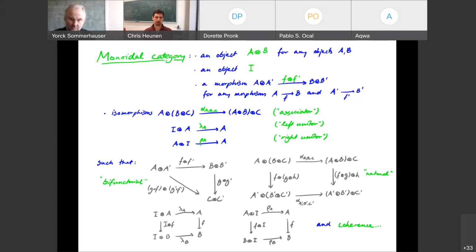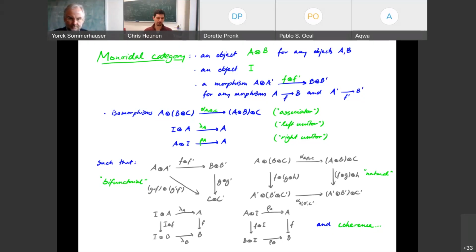That's typically called alpha. And similarly, if you have an object A and I tack on the empty system to the left, that should be the same as the object A itself. Or if I tack on the empty system I to the right, that should be the same as the system A itself. So I'll ask for natural isomorphisms of that type, and we'll call them the left and right unitors. Now, all of this data has to satisfy some requirements again. First of all, these coherence isomorphisms, as they're called, alpha and lambda and rho, have to be natural.